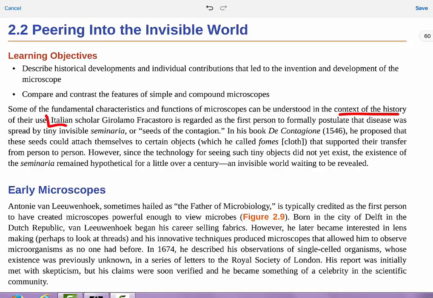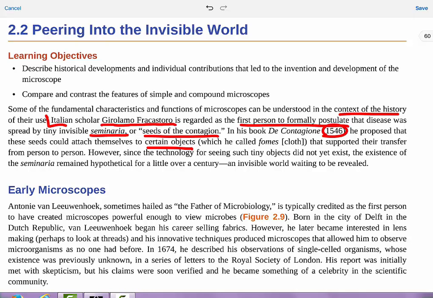Here, Italian scholar Girolamo Fracastoro is regarded as the first person to formally postulate that disease was spread by tiny invisible seminaria, or seeds of the contagion. In his book here, you don't have to remember all these things here. He proposed that these seeds could attach themselves to certain objects that supported their transfer from person to person.